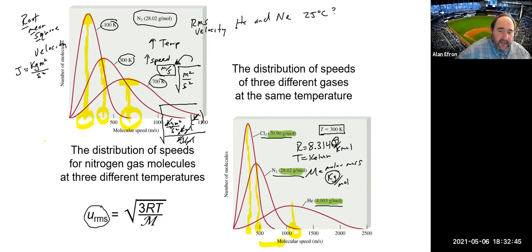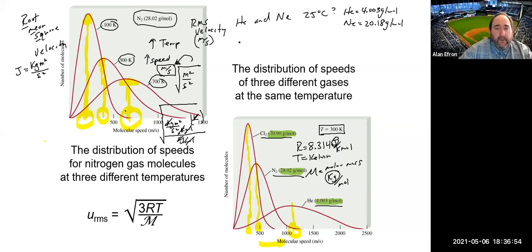Let's get two answers. What is the root mean square velocity in meters per second of helium and neon at 25 degrees Celsius? A reminder again, helium was 4.003 grams per mole and neon was 20.18 grams per mole. All right, take a couple minutes, see what you come up with. We'll start with helium. So we're going to do the root mean square velocity for helium here.